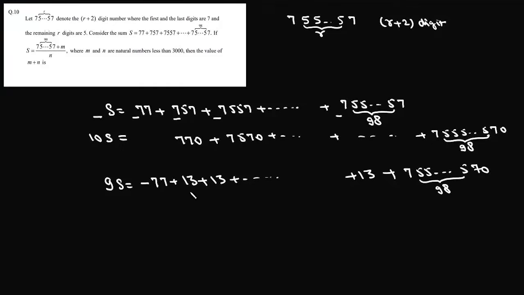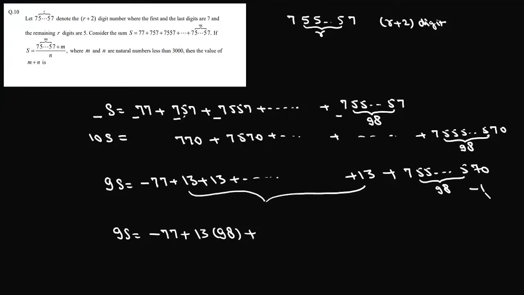Now first thing is, how many 13s do we have? So we have started with 1 and we have gone up to 98 5s. So this 13 appeared 98 times. So we can write 9s will be minus 77 plus 13 into 98 plus, now here we need 7, 5, 5, 5, 5, 5, 7, 99 times. So what we'll do is, we will subtract 13 and we'll add 13.